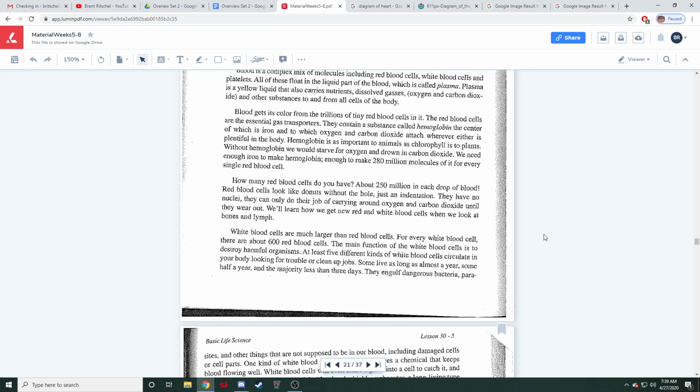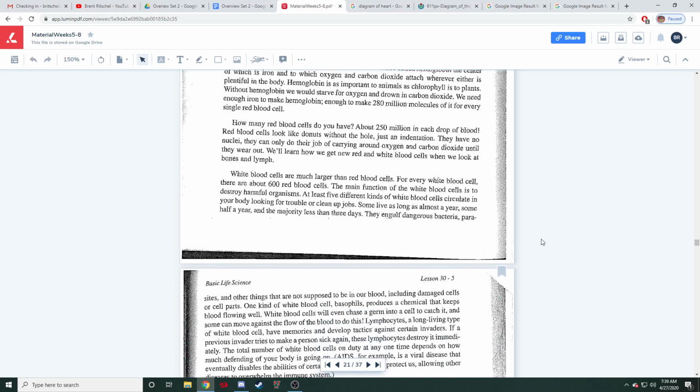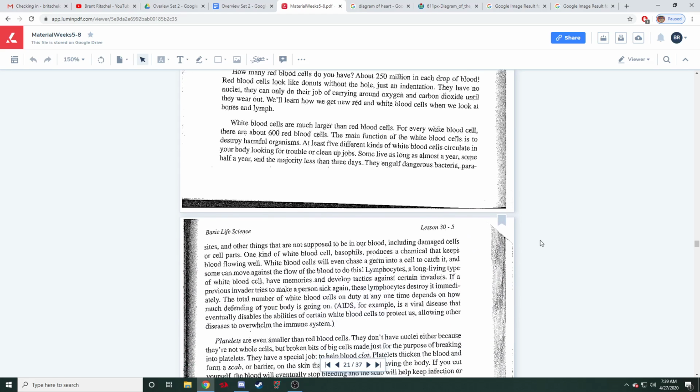White blood cells are much larger than red blood cells. For every white blood cell, there are about 600 red blood cells. The main function of the white blood cells is to destroy harmful organisms. At least 5 different kinds of white blood cells circulate in your body looking for trouble or cleanup jobs. Some live as long as almost a year, some half a year, and the majority less than 3 days.